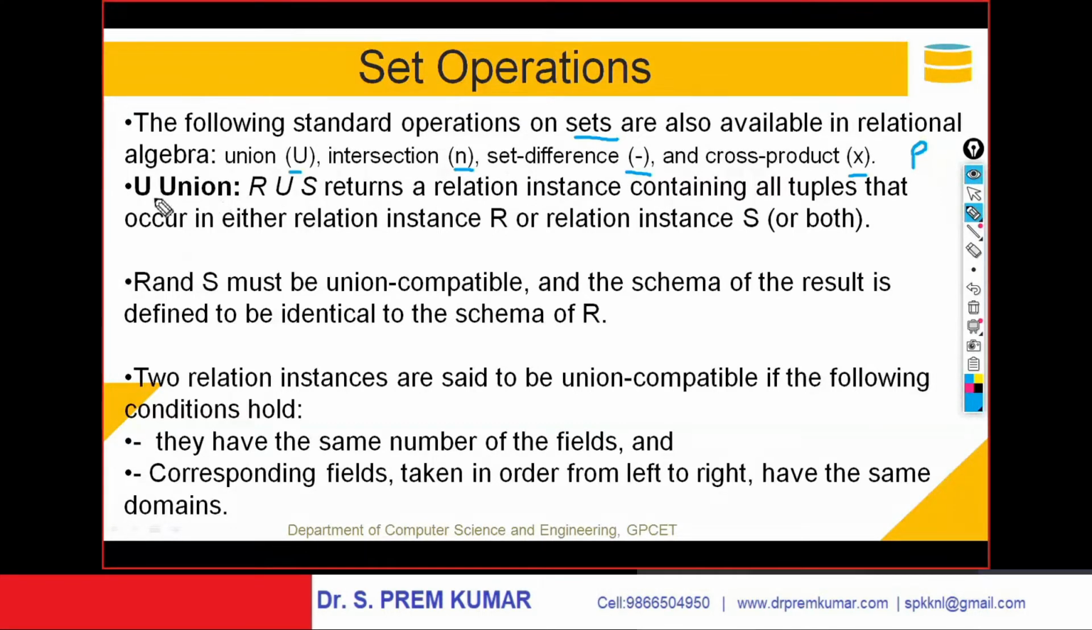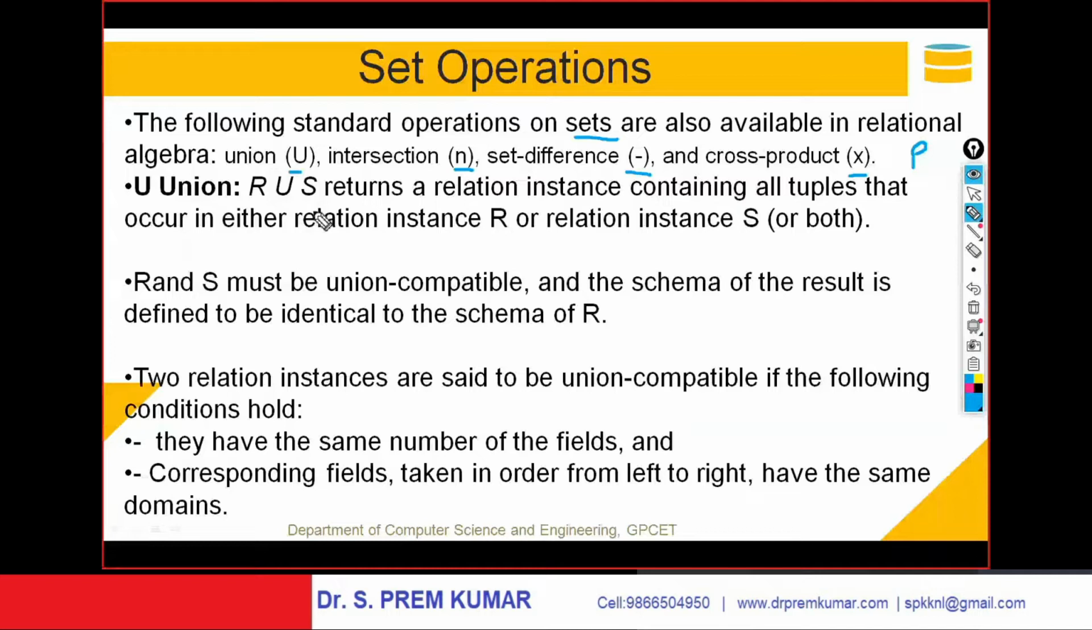A union is represented by U. Union is represented by U or union S. R is a relation, S is a relation. So R union S returns a relation instance that contains all tuples that occur in either relation instance R or in the relation S or in both, eliminating duplicates.